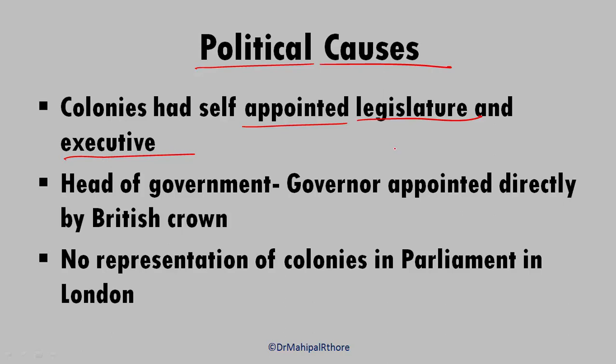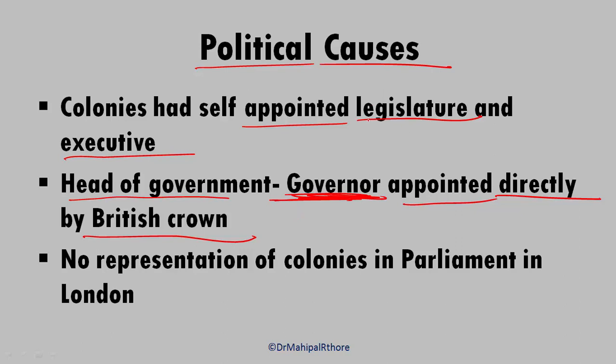Although the higher officials always came from Britain, and most importantly, the head of the government, that is the governor. The governor of each of these colonies was appointed directly by the British Crown in London. So he had a veto power. He could do anything he wanted. He could overturn the laws, and generally he was more powerful.